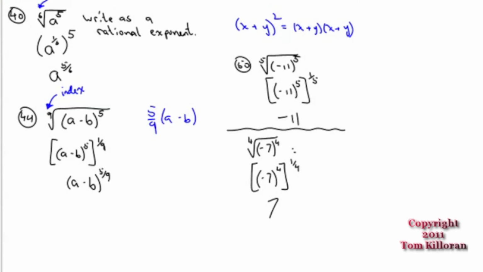So don't go thinking all the time that they just cancel. That's the danger of canceling. Yes, 5 times 1/5 is 1, and the answer over here is negative 11. But it's negative 11 because the index is odd. Here we have an even index, and I've been talking about this. The number on the inside has to be positive, and the answer also has to be positive. So even though this is negative 7 on the inside, you have to change it for even ones. If it's an even index, the answer is always positive.